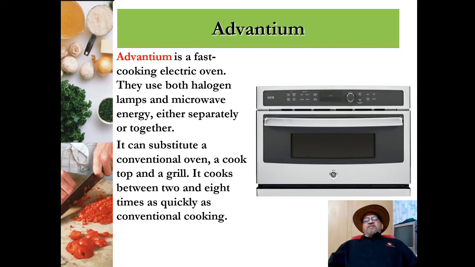Adventium baking is a fast cooking electric oven. They use both halogen lamps and microwave energy, either separately or together. It can substitute a conventional oven, a cooktop, and a grill, all rolled into one. It cooks between 2 and 8 times as quickly as conventional cooking. Adventium cooking is one of the modern methods of cooking.